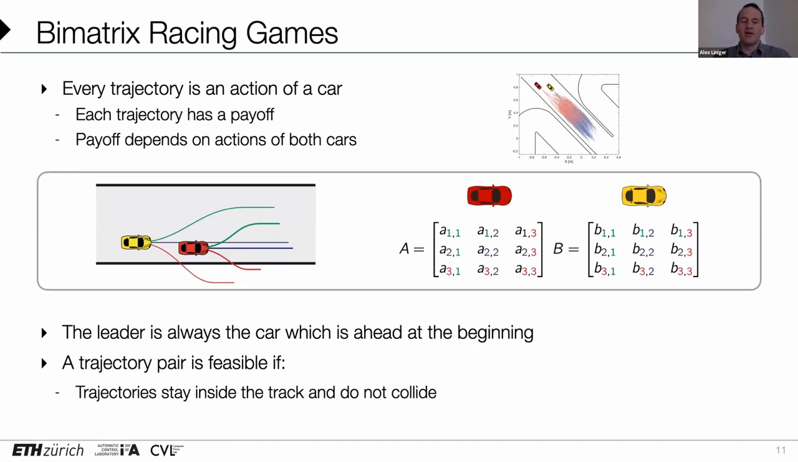And then, because I will use this later, I consider a trajectory pair to be feasible if both trajectories stay inside the track and they do not collide. So the natural definition of a feasible trajectory.